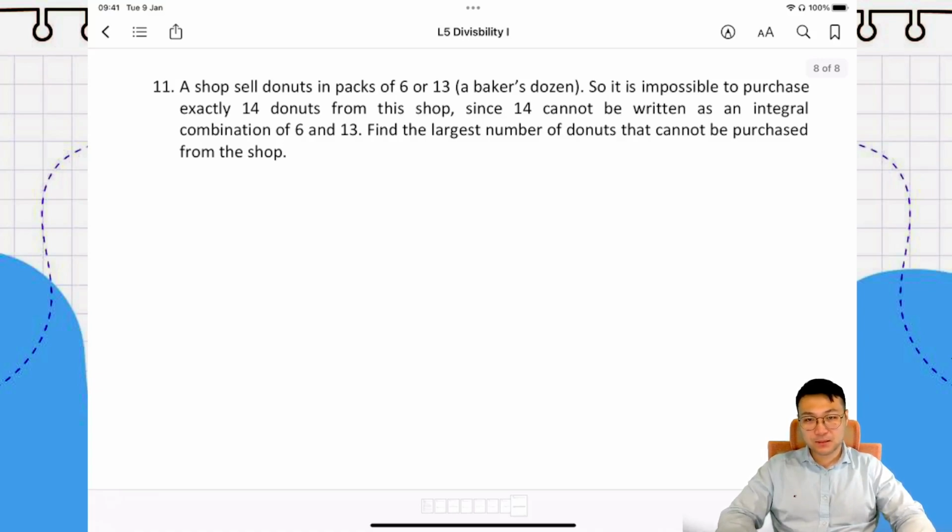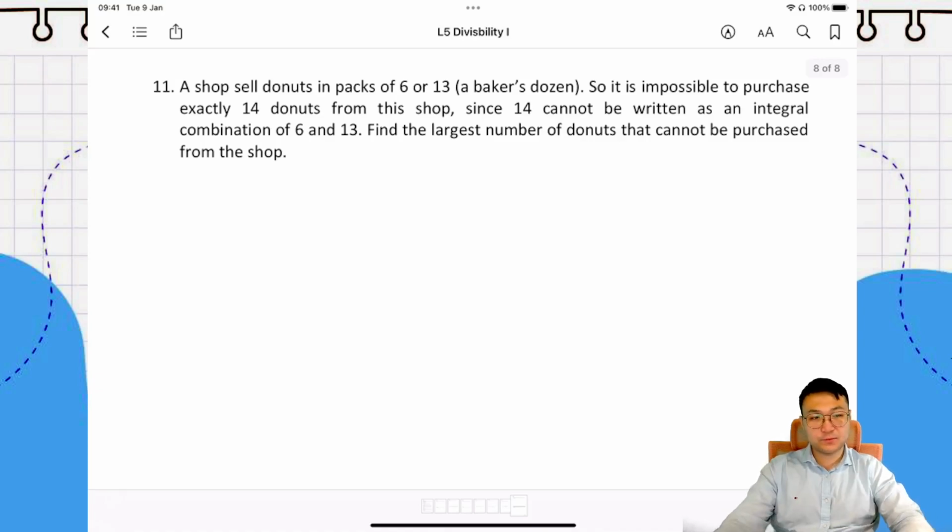Okay, so you can either buy a pack of 6 donuts or a pack of 13 donuts, right? You cannot buy 14 donuts because it either comes in a box of 6 or a box of 13. 14 is impossible, 15 is impossible, 16 donuts is also impossible. Right, so maybe multiples of 13 and multiples of 6 should be possible. Okay, so what is the largest number of donuts that you cannot buy from this shop? Think about it. Give me your answer in the chat.